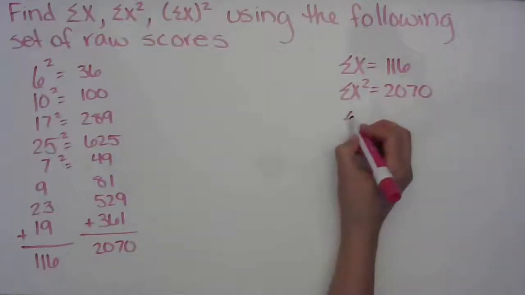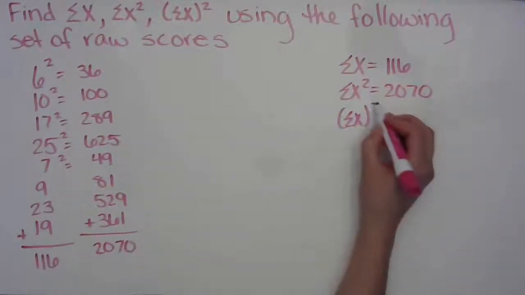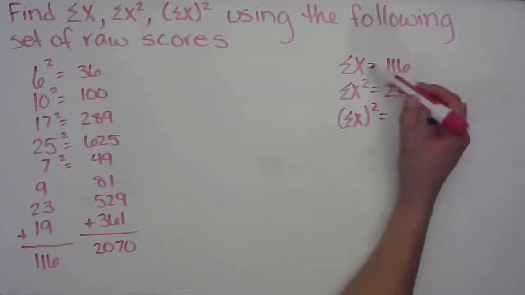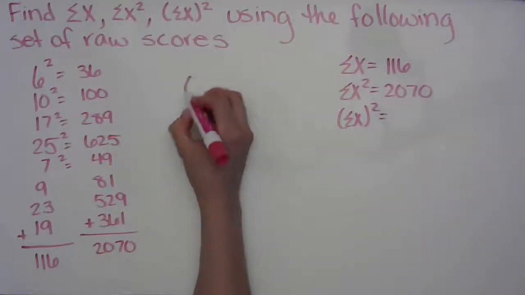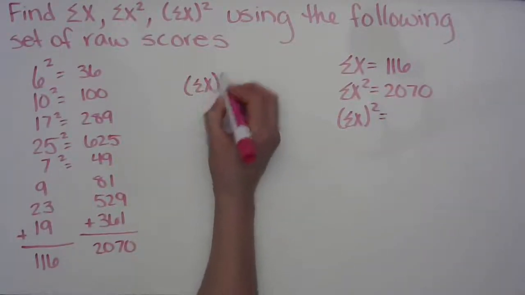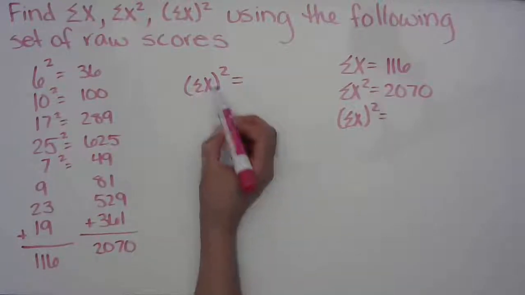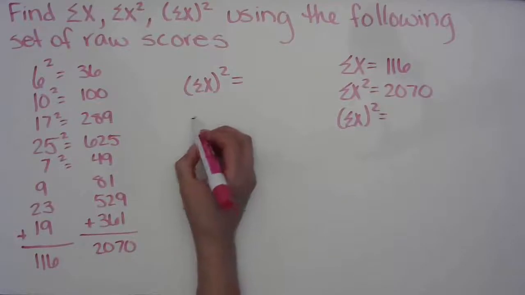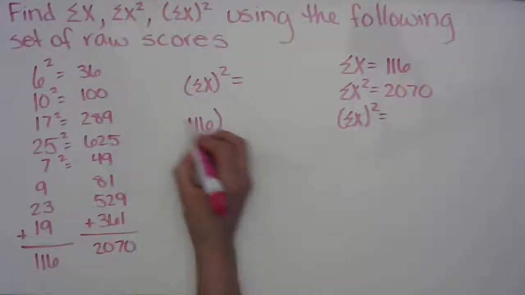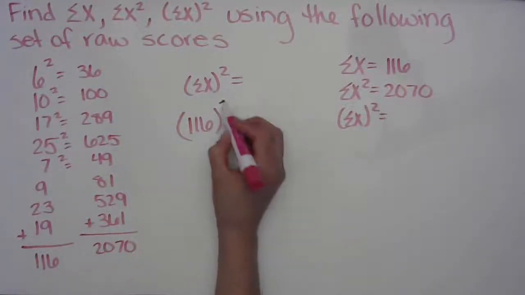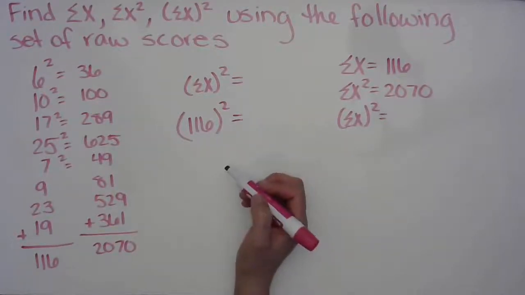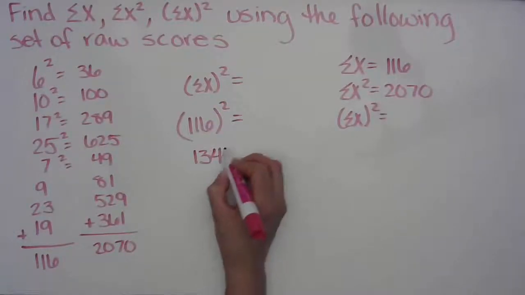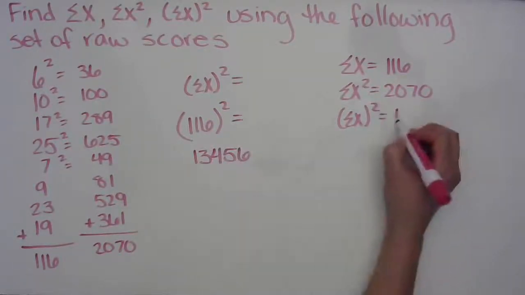Okay, and now for the last one, since this is in parentheses, all that we're looking for is this value here. So in order to calculate this, all that we're going to do is we're going to plug this into this here. That's all that it's asking for within the parentheses. So it's going to be 116, which was our sum of the raw scores, and we are going to square that. So when you square 116, that is going to give you 13,456.